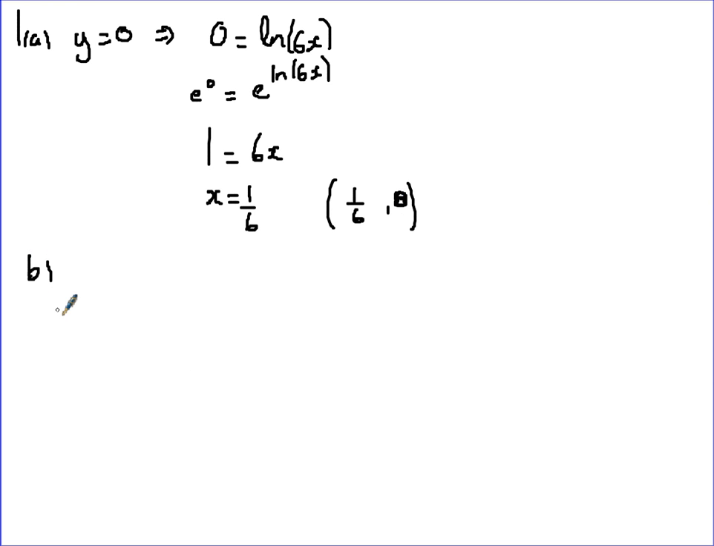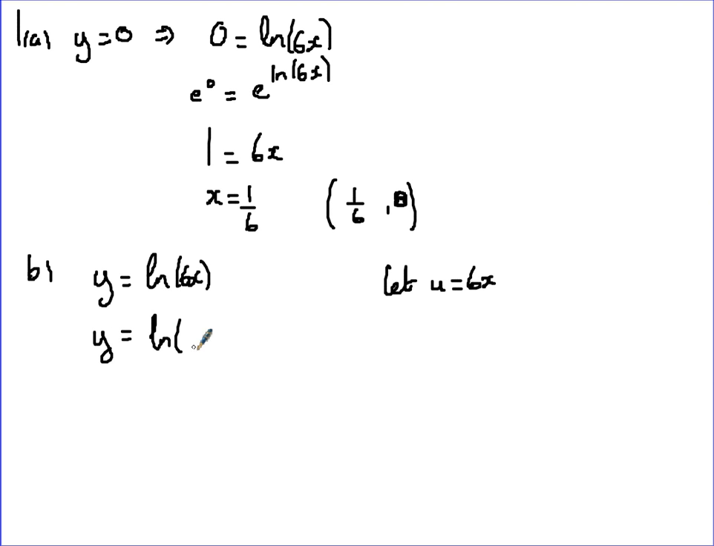Part B, find dy/dx. So we've got y equals ln of 6x, and because we've got two parts to it, what I would do is let u equal 6x. It then simplifies it down a bit. Then you've got y equals ln of u, and if you differentiate, du/dx is 6, and dy/du is then 1 over u.